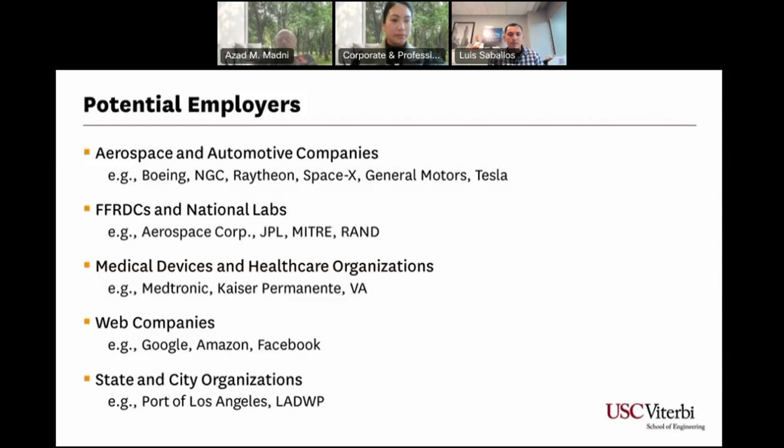Tesla. When it comes to FFRDCs, which stands for federally funded R&D centers, we have a lot of students coming from Aerospace Corporation, Jet Propulsion Lab, MITRE, and RAND Corporation. When it comes to the medical devices area, we have people that go and get jobs at Medtronic. So when I describe these names of these organizations, I'm saying our students have graduated and gone on to get gainful employment at all these different organizations.